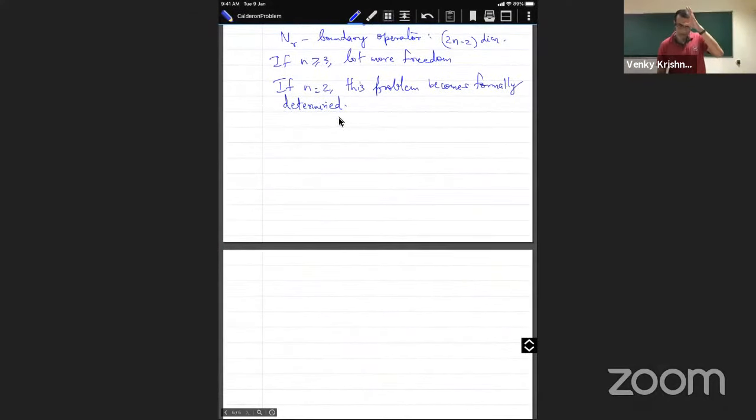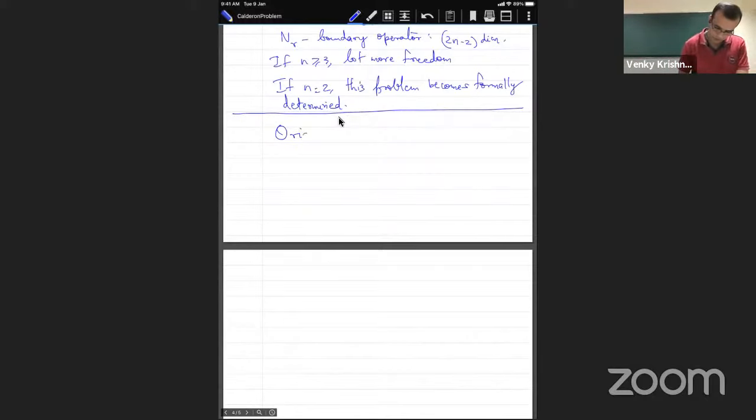Okay, all right. So now, what I want to do is the following. First of all, I want to introduce the original approach. So much for history, the brief history. So the original approach of Calderon, and this is what actually motivated the construction of complex geometric optics solutions.